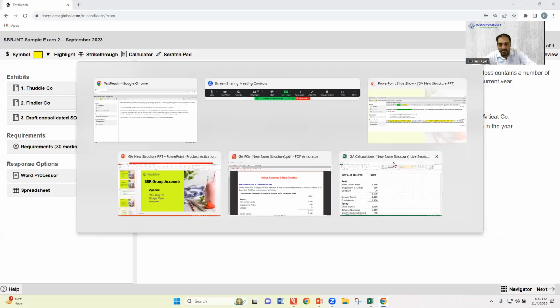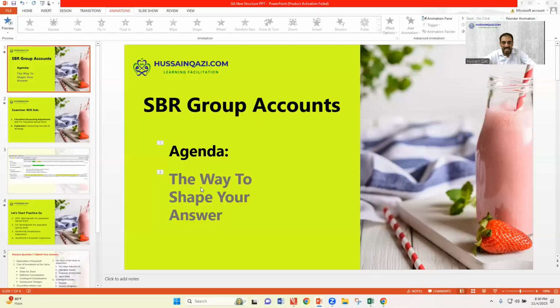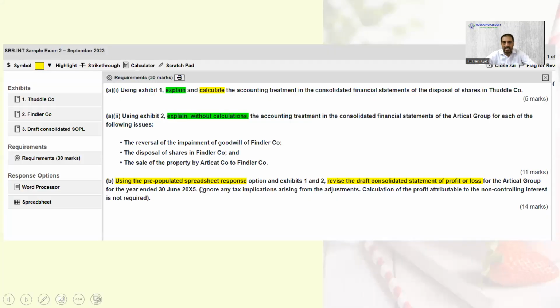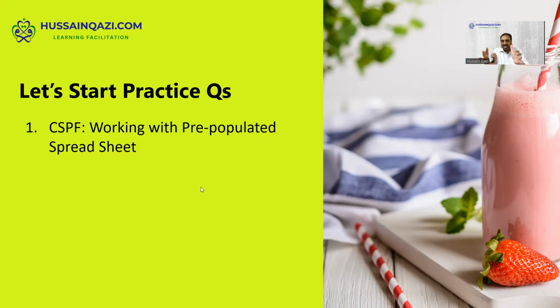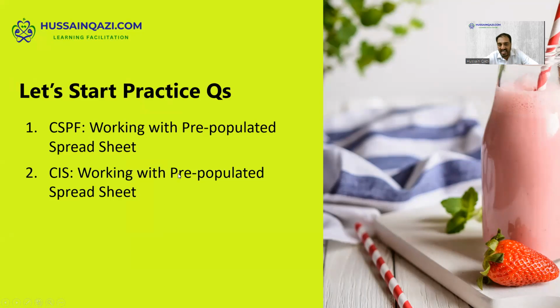Now come on, students. Let's start practice questions. These practice questions are only of F7 standard, F7 caliber accounting questions, but the format we will use here is about SBR. Practice question number one is about the consolidated statement of financial position, CSFP, working with a pre-populated spreadsheet. Number two, CIS, consolidated income statement, working with a pre-populated spreadsheet.